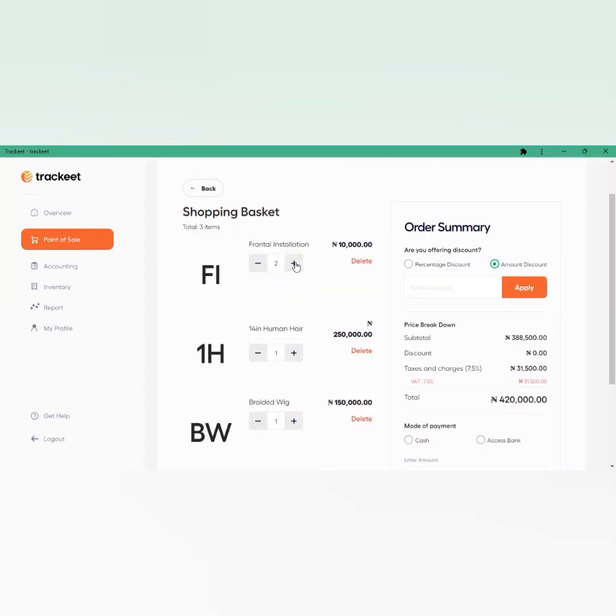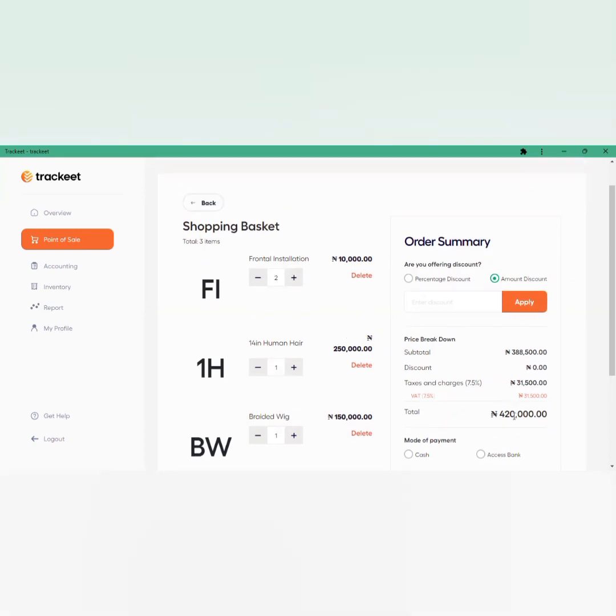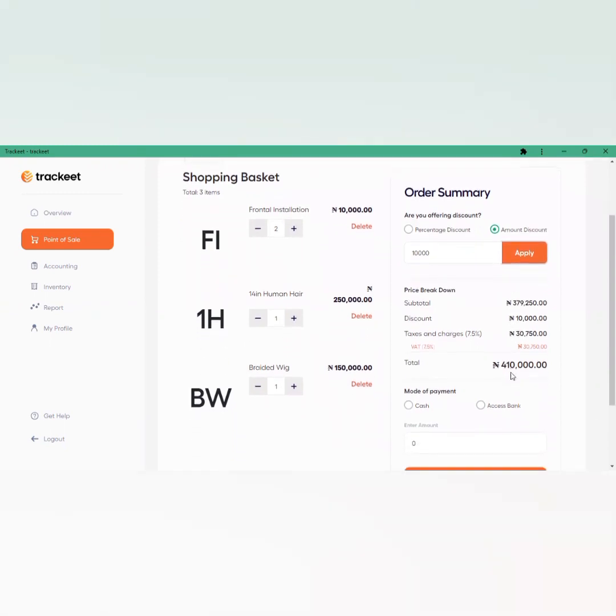My customer came with a friend, and so she got one human hair and one braided hair, and these two hairs will be installed. I bill for my client, which is 420,000 naira. For being a regular customer and spending so much, I am going to be giving my customer a discount of 10,000 naira. Now, once my discount is applied, it is automatically removed from my total sales.